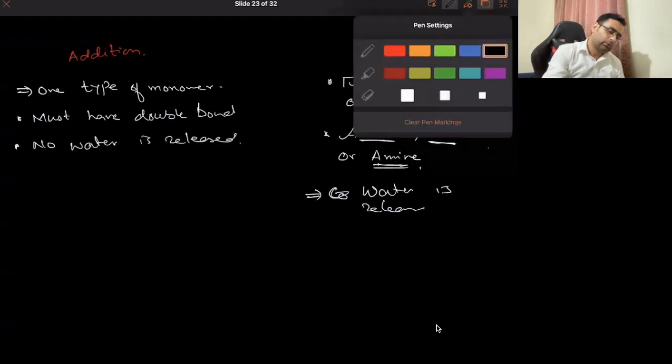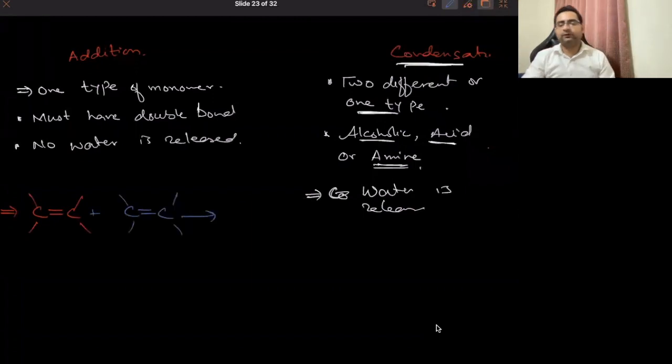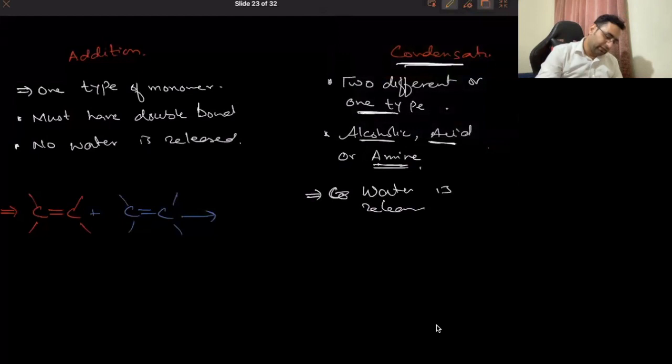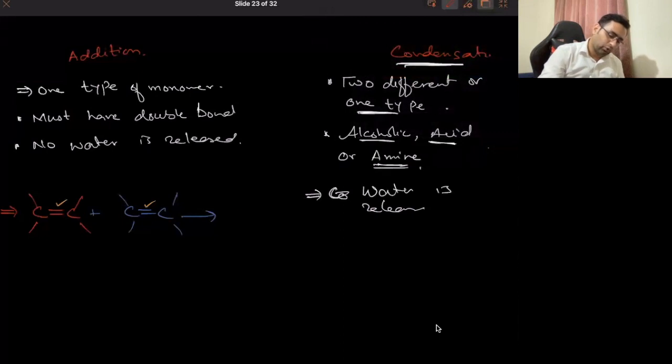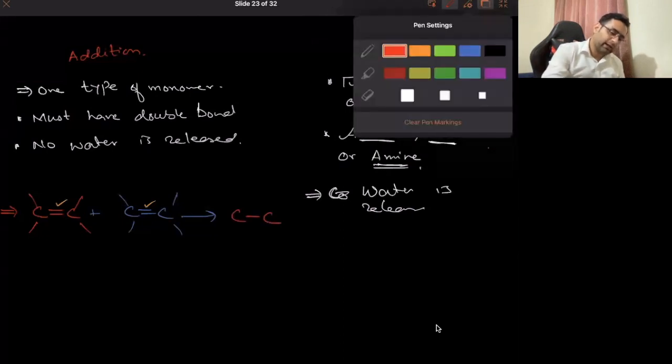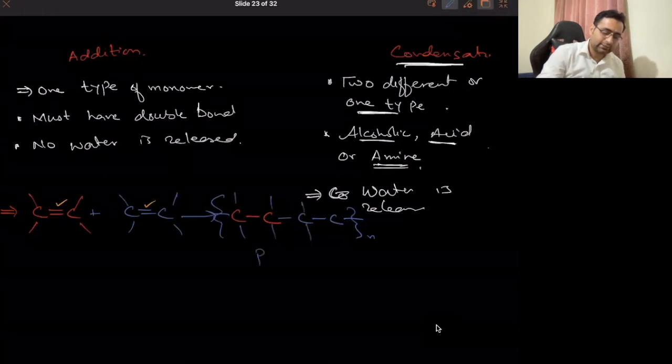Now, how does addition polymerization occur? For example, this is C double bond C. This is one monomer, and the other molecule is again ethene. So they will react. To simplify this concept, the double bond will disappear, and both the monomers will be joined together to form a bigger chain. This is one, and the second monomer, 1 and 2, and both the ends will continue. So this is the polymer.